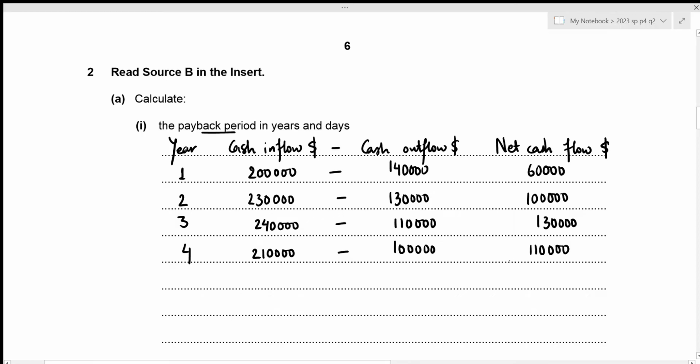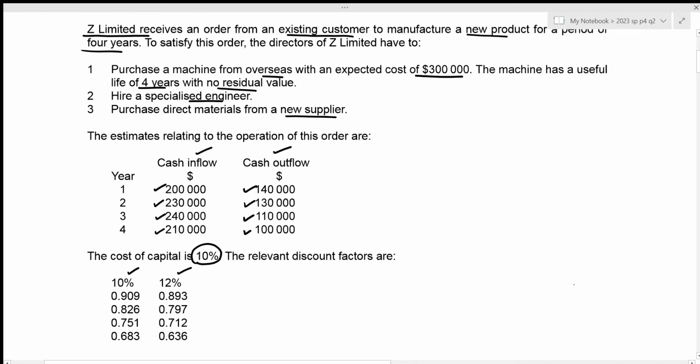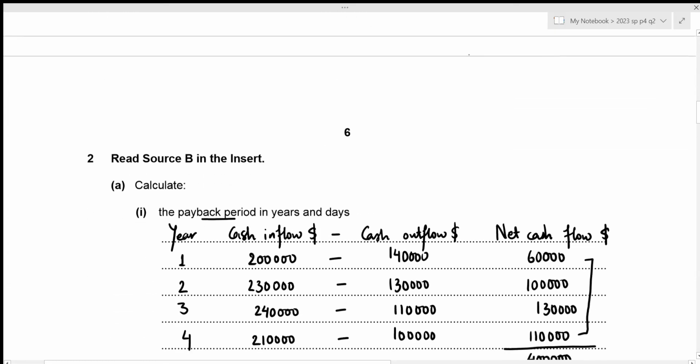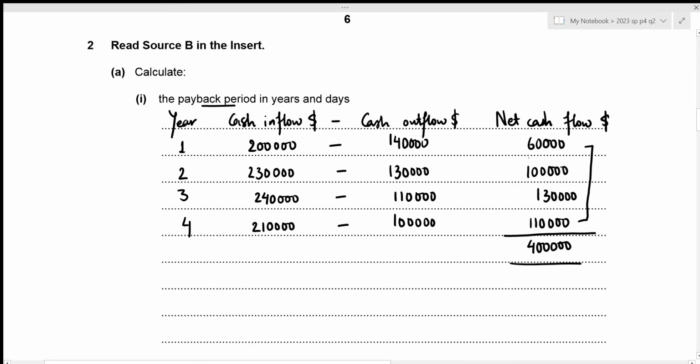Now let's figure out the total net cash flow for all 4 years. That will be the sum of these 4 amounts. That's 60,000 plus 100,000 plus 130,000 plus 110,000, which results in 400,000. And we were given information regarding our initial cost, which is 300,000. But we can see that our total net cash flow is 400,000, which means that we get our initial cost back within these 4 years. So now we need to figure out the exact period in years and days. All right, let's have a look.